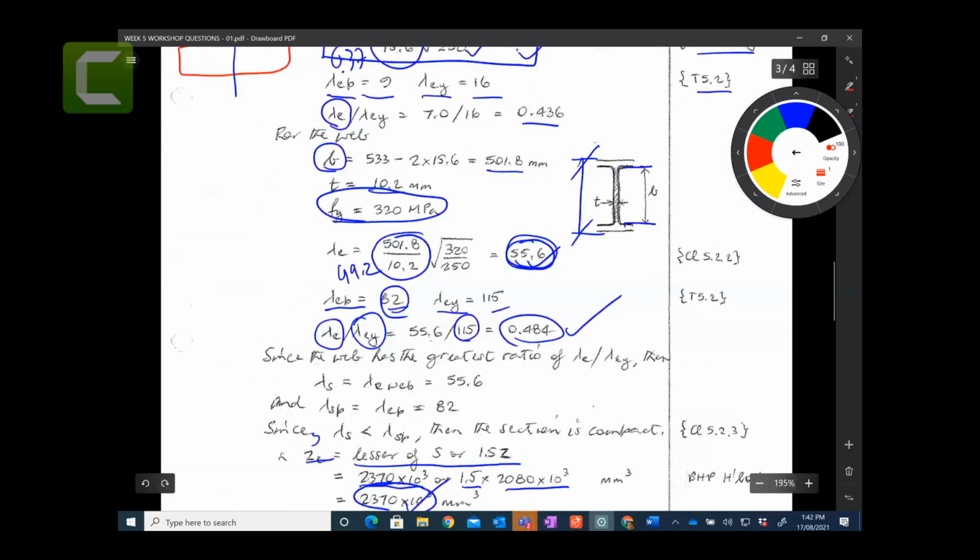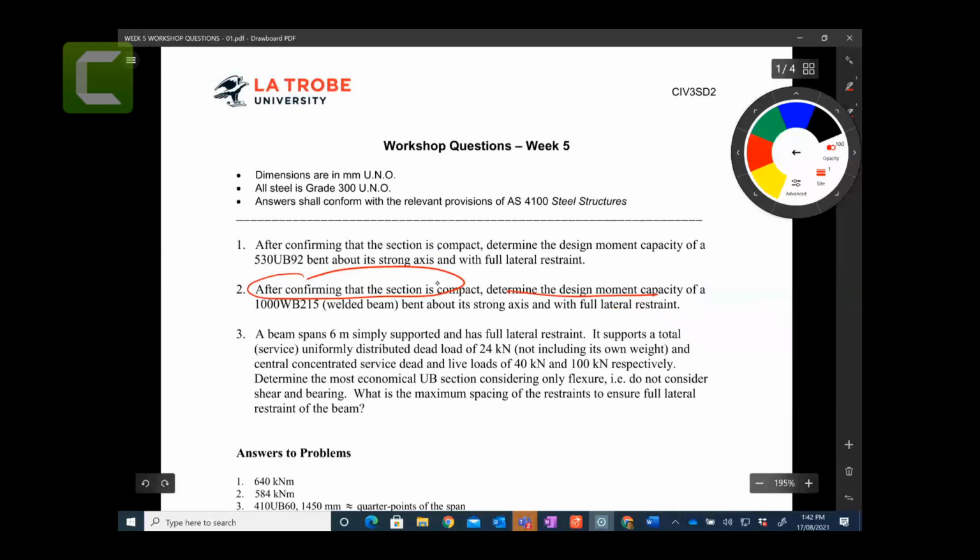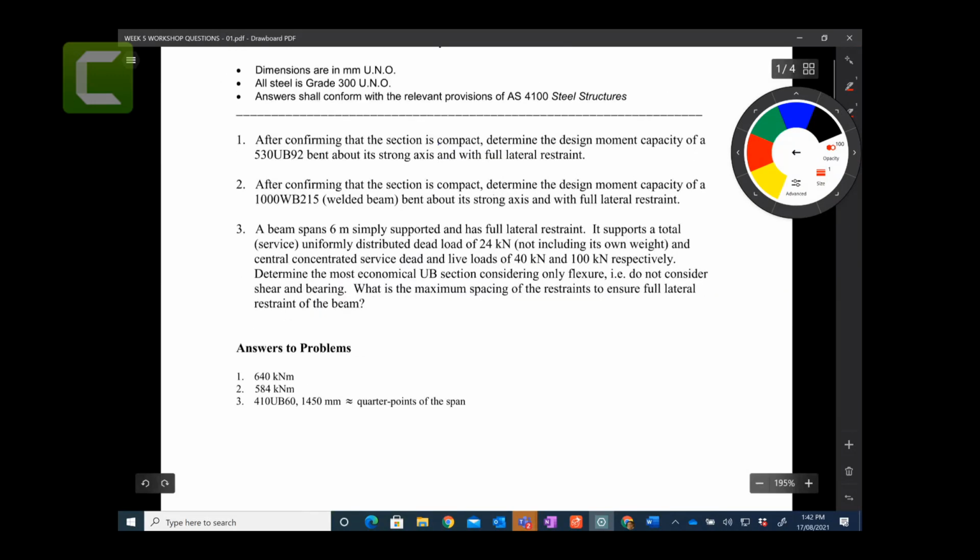Right, so I think there are two examples where we prove whether it is a compact section or not, and then we calculate the design moment capacity. Now let's do the third one. That beam has a span of 6 meters, a simply supported beam. So you have a beam and you have this UDL load, and it is 6 meters.